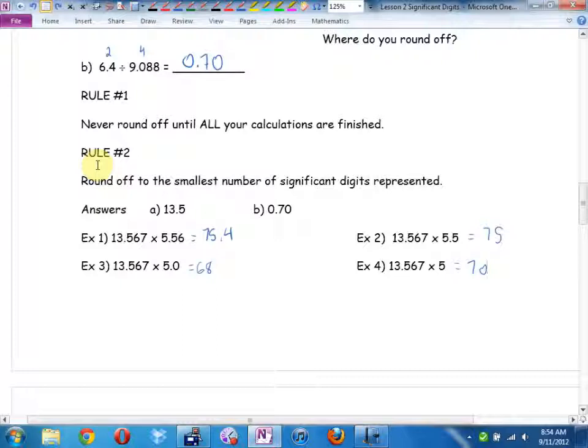Multiplying and dividing, in terms of sig fig rules, are the easier. Adding and subtracting, sadly, is way tougher. In fact, multiplying and dividing, I usually can do in my head and do the rounding off in my head. Adding and subtracting, I still have to write out.